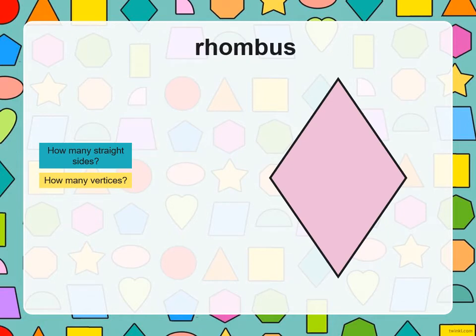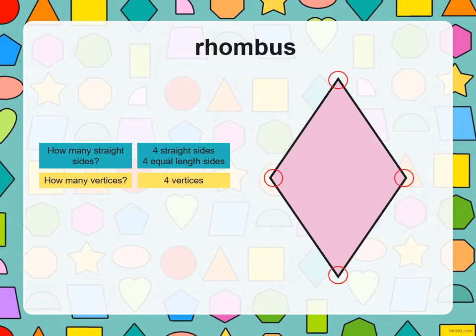Okay, now our rhombus. Let's have a look at our rhombus and imagine. We can see straight away how many straight sides there are, and we need to think about how many vertices. So remember, we're looking at where each of our straight lines meet. What we used to call a corner, now we call a vertice. Let's take a look. 4 straight sides, 4 equal lengths, and 4 vertices.